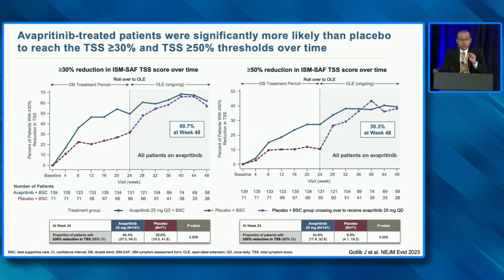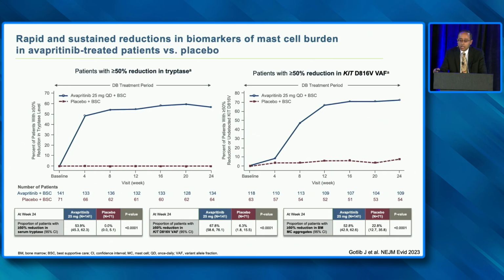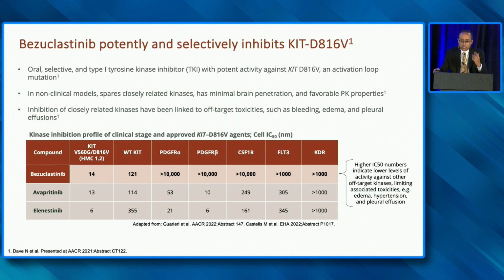And these were the more conventional endpoints that the trial was initially designed to meet, TSS30 and TSS50, more familiar to us MPN folks, where you're looking at the percentage of patients that achieve a 30% or 50% reduction in total symptom score, and those were met as well. This is tryptase, so marked reduction in tryptase, and that was sustained, as well as KIT VAF.